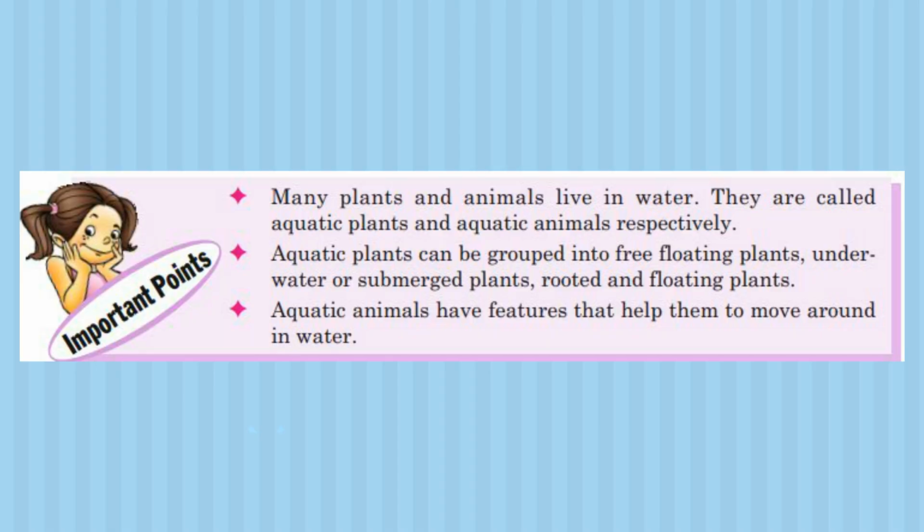Important points. Many plants and animals live in water. They are called aquatic plants and aquatic animals respectively. Aquatic plants can be grouped into free-floating plants, underwater or submerged plants, and rooted and floating plants. Aquatic animals have features that help them to move around in water.